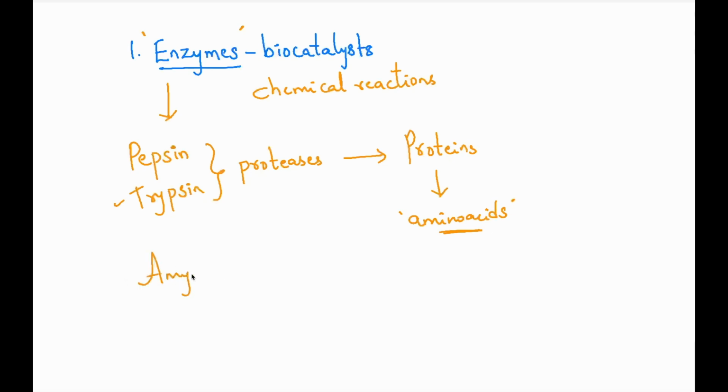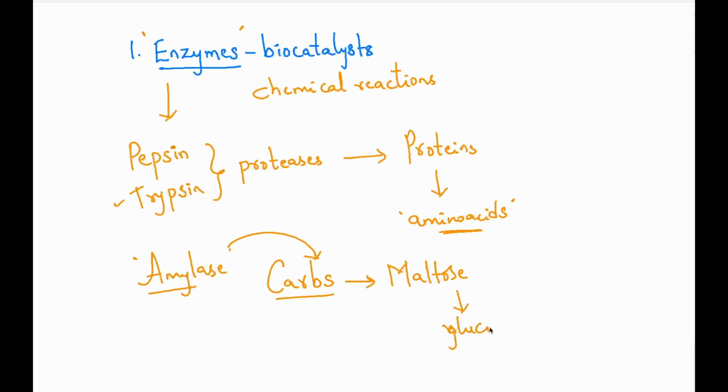Another important enzyme is amylase that is present in the saliva as well as in the small intestine. Amylase helps to break down the carbohydrates or carbs present in our food into maltose. Maltose is a disaccharide that is made up of 2 units of glucose, which can again be converted into glucose.